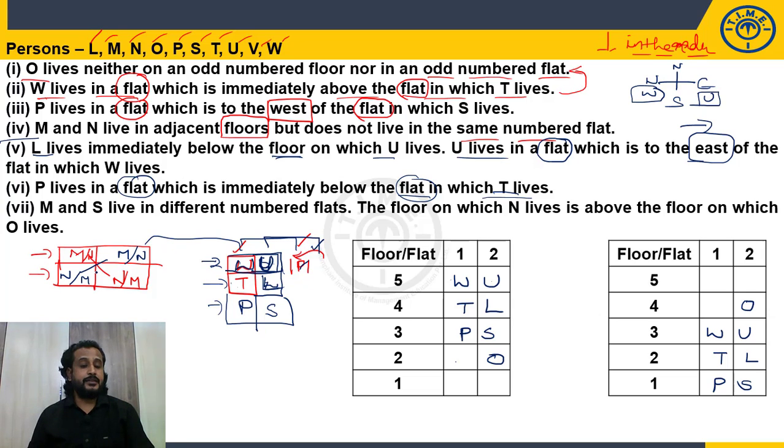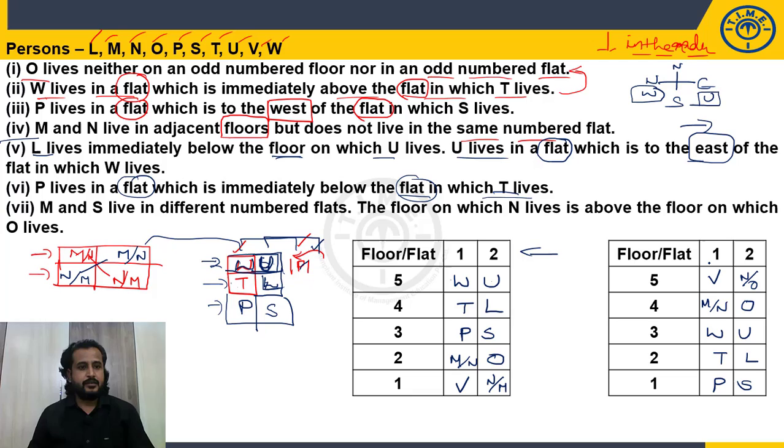Now tell me where I can take this M and N. M and N should be in adjacent floors and in different number flats. Now in this arrangement, where can I take M and N? This is the only possibility. M, N. Adjacent floors, different flats. Am I correct or wrong? Yes. So who is the only remaining person among the given? V. So V can be placed here.